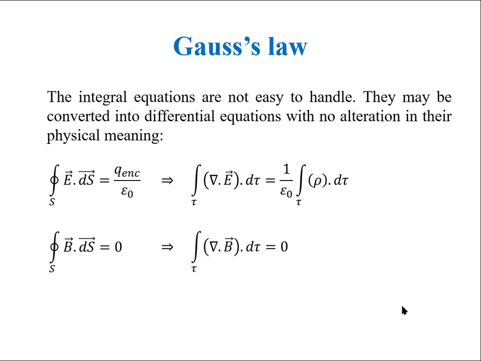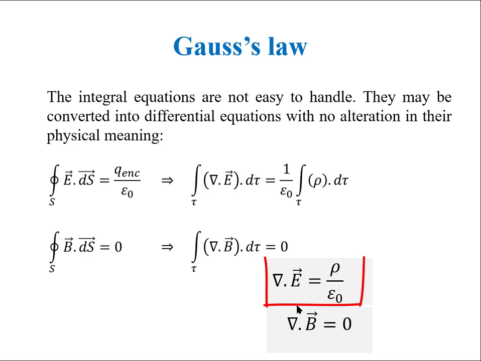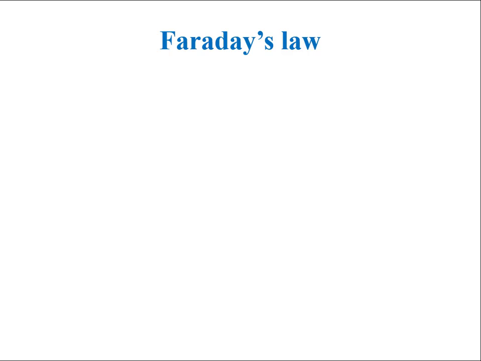Now, by comparison, these two integral equations can be converted into differential equations like this and this. Now, this equation is the statement of Gauss's law in electrostatics, and this is also a form of Gauss law in magnetostatics, and it says that there is no magnetic monopole in the nature. The second law is the Faraday's law.